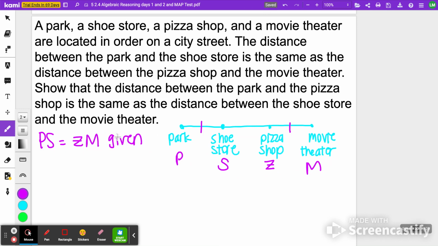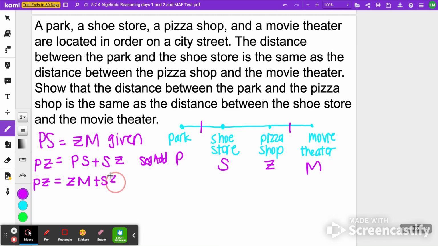To figure out what the length is from the park to the pizza shop, we know that we can add park to shoe store plus the shoe store to the pizza shop. So that would be the segment addition postulate. Okay, so that means park to pizza shop could also be the pizza shop to movie theater plus shoe store to pizza shop. That would be substitution.